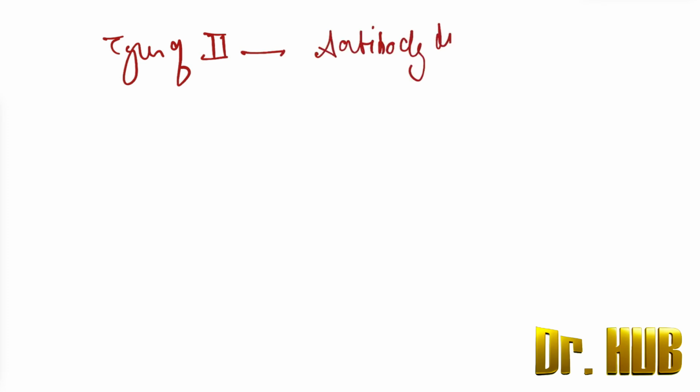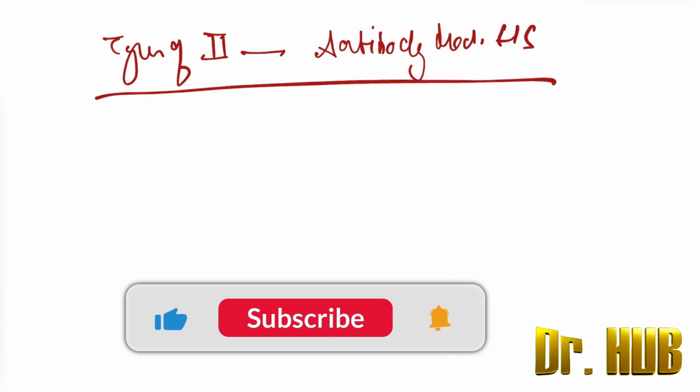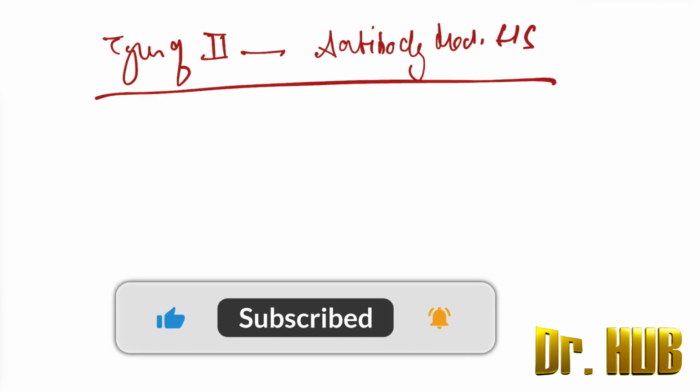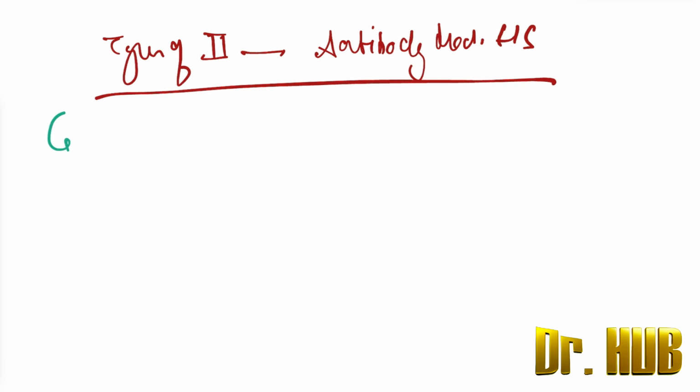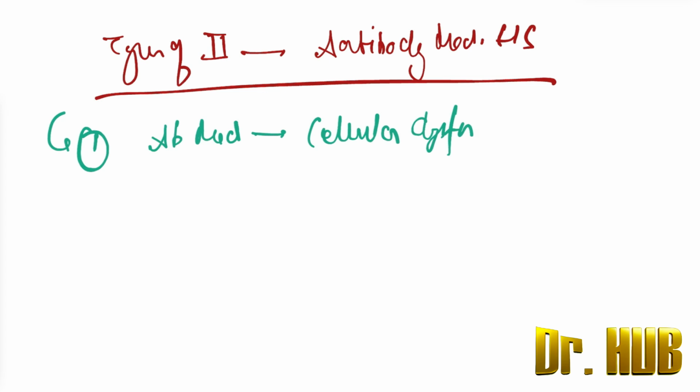Today we'll look at the types of type 2 antibody mediated hypersensitivity. To begin with, there are three mechanisms. The first one is antibody mediated cellular dysfunction. Here, antibodies react with the antigens which are present on the cell surface.